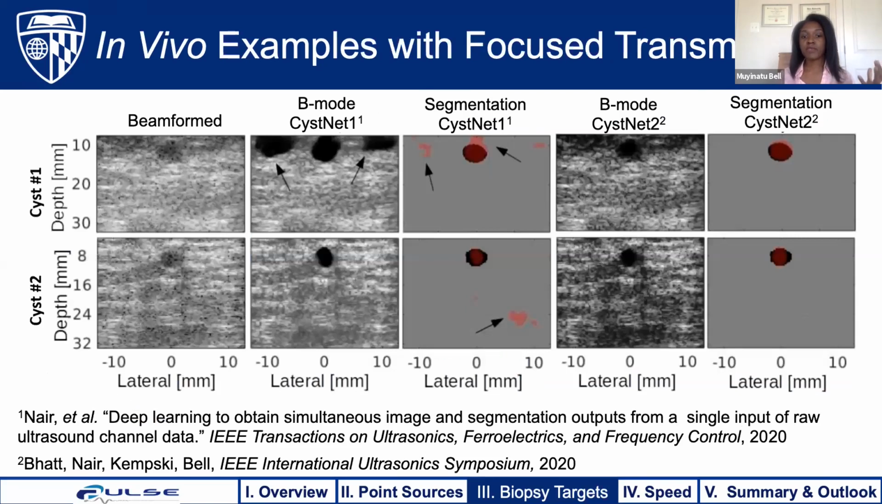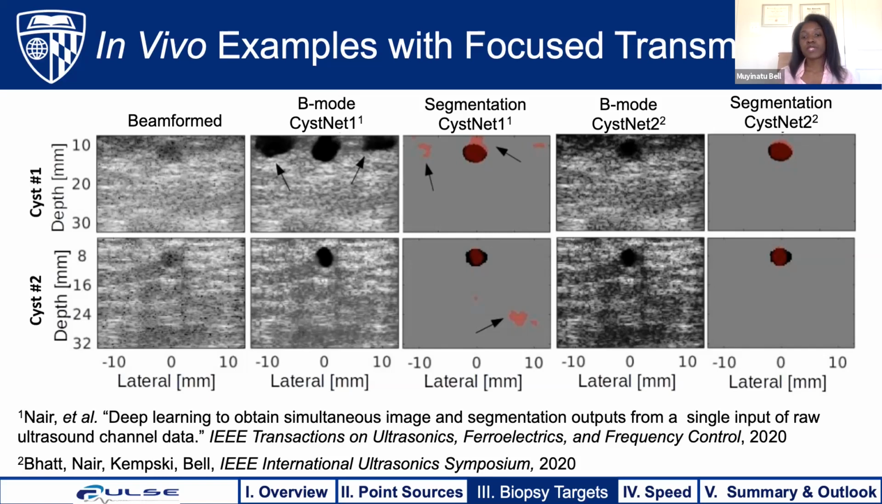When we expand our field of view for the same network, which is now called CystNet1 on this slide, we see that we have false positives both in the B mode image produced by the DNN and in the segmentation result, as indicated by these arrows that you see. But when we include more features like lines and point targets to train a new network called CystNet2, which is actually the same network, just has more of these features that appear in the images included during training, we see that we're able to reduce the false positives that I'm pointing to with these arrows.